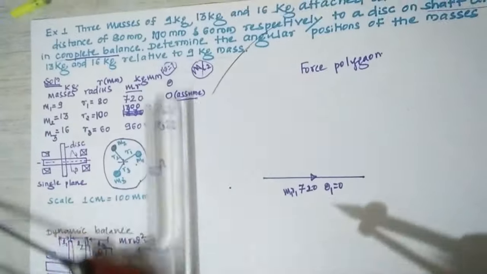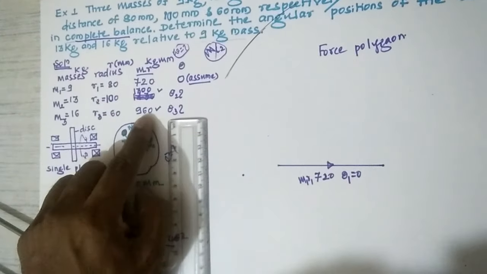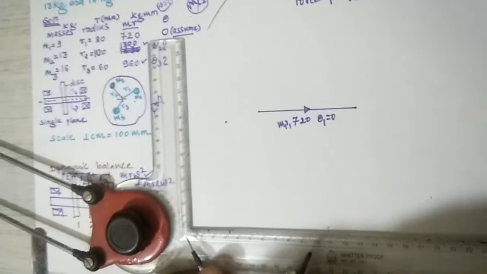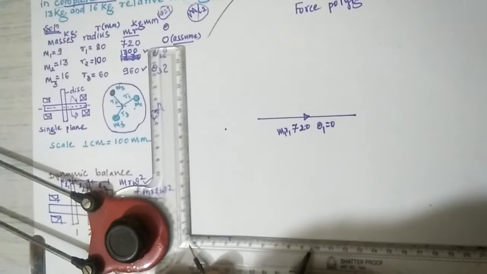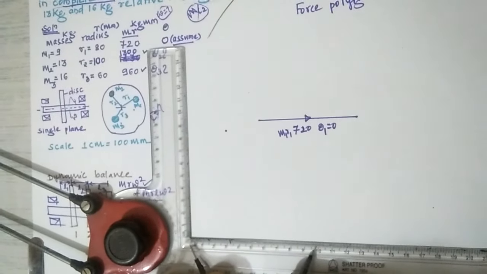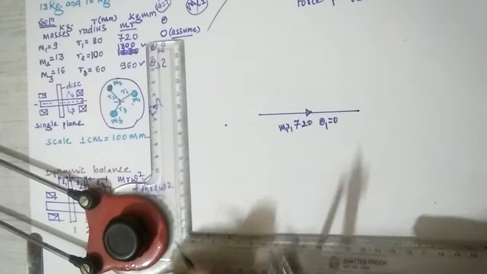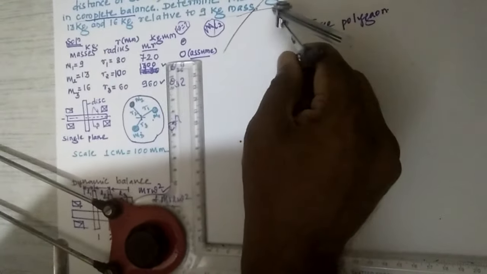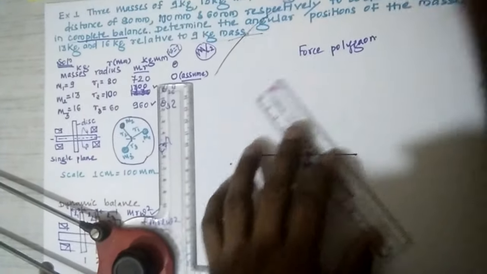Okay, then one more thing, that is the M3R3, it comes as a 960. You have to take it as 9.6 centimeter. I have taken 9.6 centimeter here. Look at this one. You have to take it as a scale with 9.6 centimeter, and you have to take one more place here. You have to join it. Then you have to join the things.